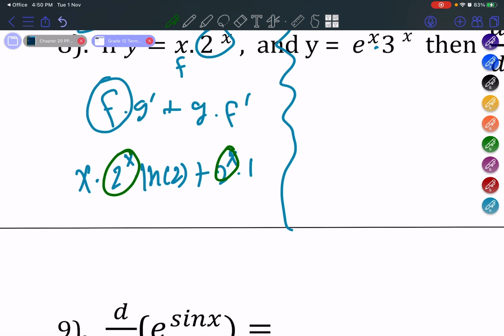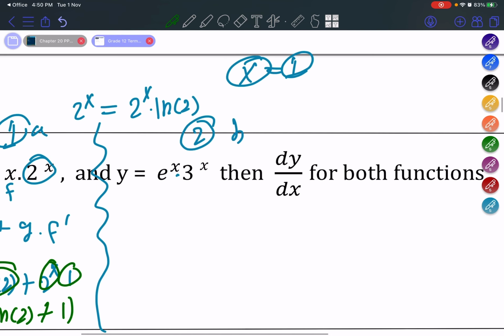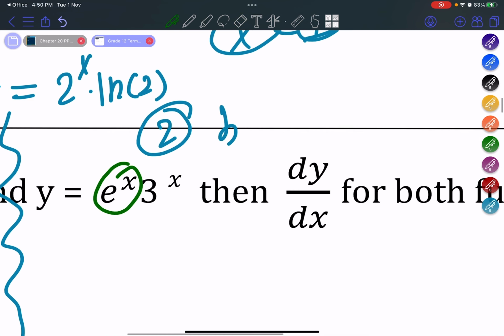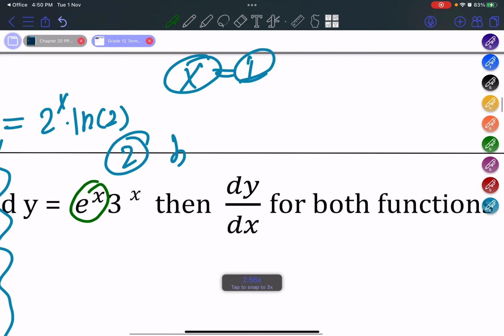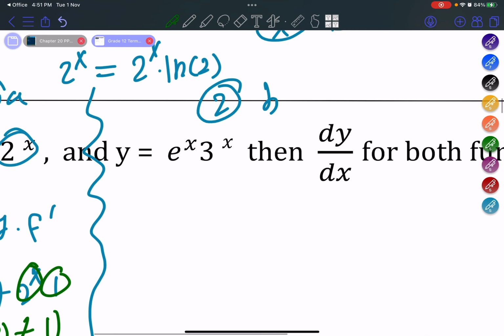So we'll write it here in the bracket outside, 2 power x times x times ln 2 plus 1. Okay, we can move to the second question. Just a disclosure: if we ever see e power anything, so e power 4, e power 7, e power x, then the derivative of this will still be e power this thing. And I'll show you now why.